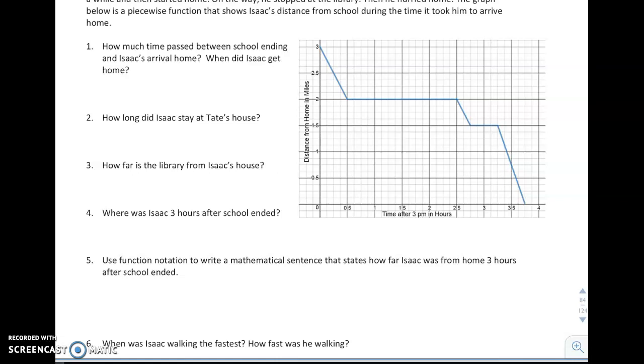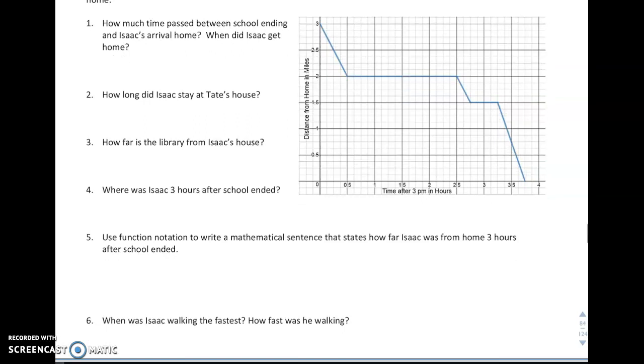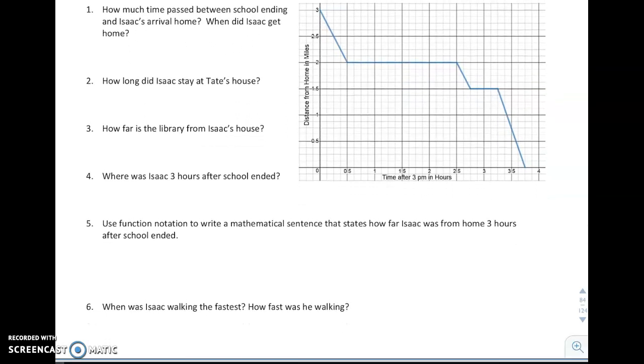Hello all, I am attempting to do this really super fast. So I'm not even going to read this question out loud to you, but you should have read it. It says, how much time has passed between school ending and Isaac's arrival home? When did he get home? And so that happens from here to here.